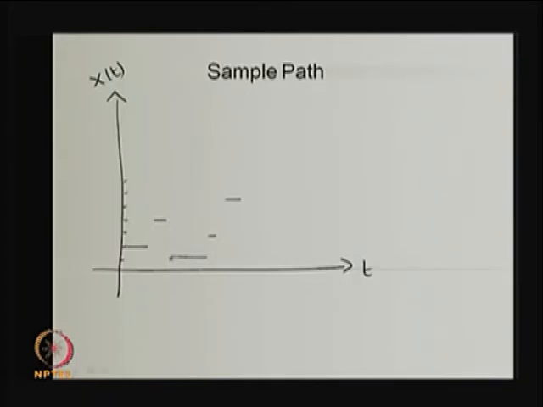Then it moves into some other state, and the time spent in this state is also exponentially distributed. Because the Markov property is satisfied, the time spent in each state is exponentially distributed and independent of the others. All of them are mutually independent random variables; only then is the Markov property satisfied. So whenever the system moves from one state to another, you have an exponentially distributed time spent in each state, and they are mutually independent.